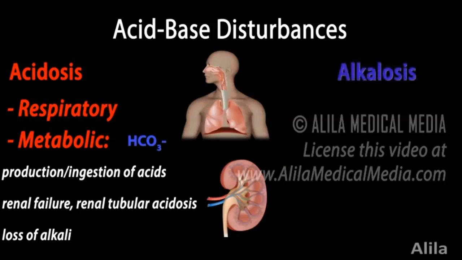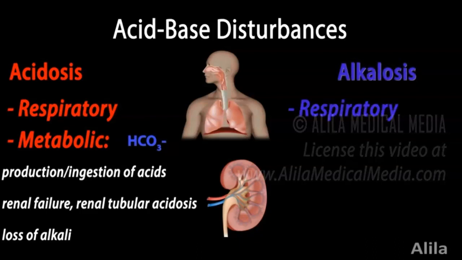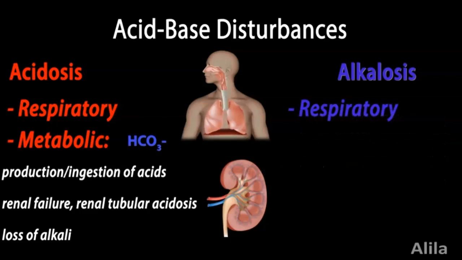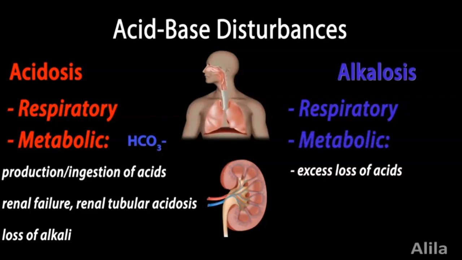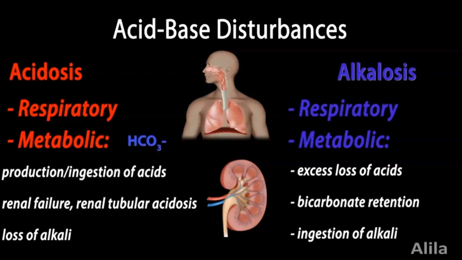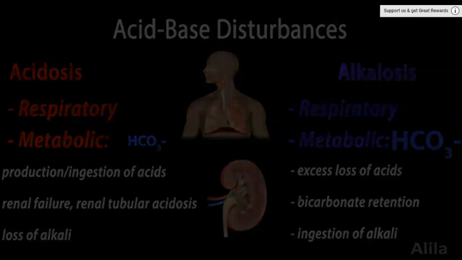Alkalosis can also be either respiratory or metabolic. Respiratory alkalosis is caused by increased ventilation, resulting in excessive exhalation of carbon dioxide. Metabolic alkalosis can result from excess loss of acids through the gastrointestinal tract, bicarbonate retention, or ingestion of alkali. Metabolic alkalosis is characterized by primary increase in plasma bicarbonate.